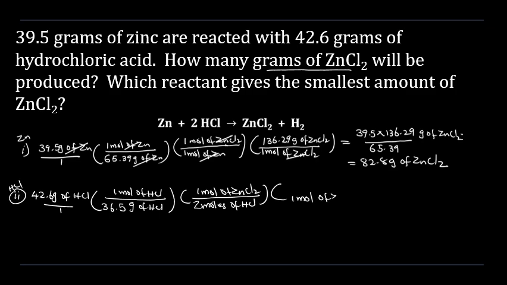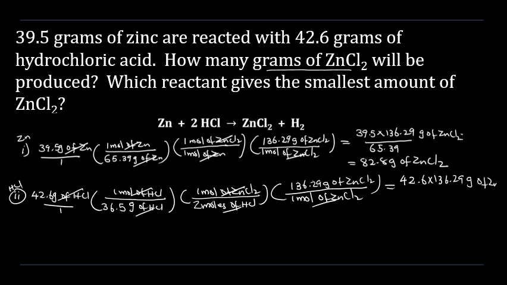1 mole of ZnCl2 equals 136.29 grams of ZnCl2. Okay, and now we can cancel grams of HCl, moles of HCl, moles of ZnCl2. So which are the numbers in the numerator? 42.6 times 136.29, and the unit is grams of ZnCl2, divided by the numbers in the denominator, 36.5 times 2.